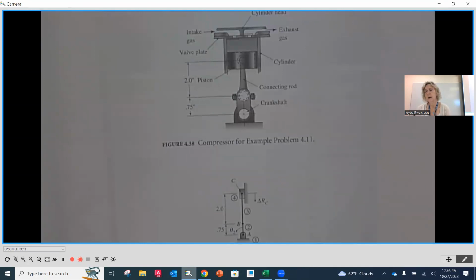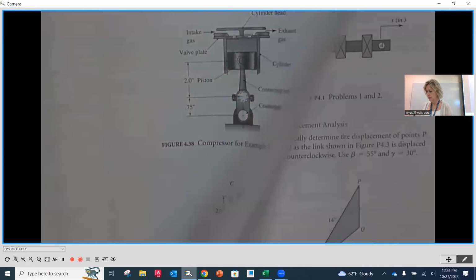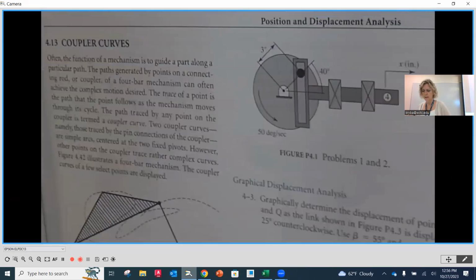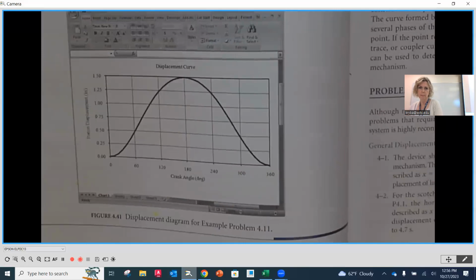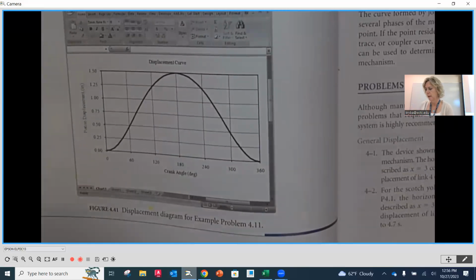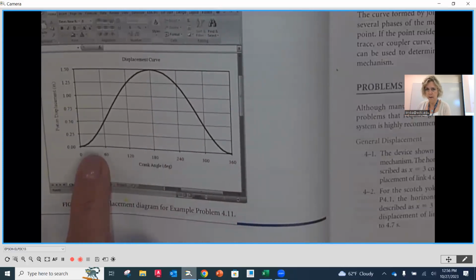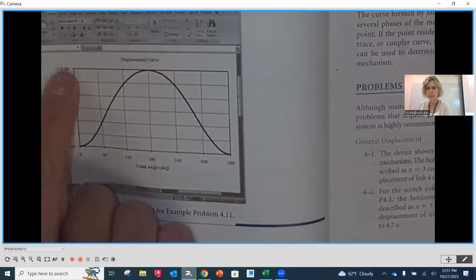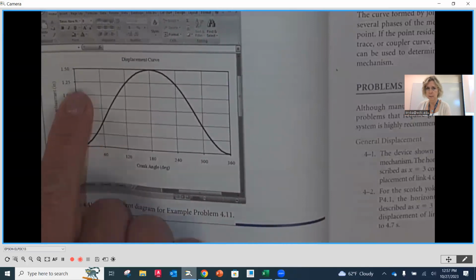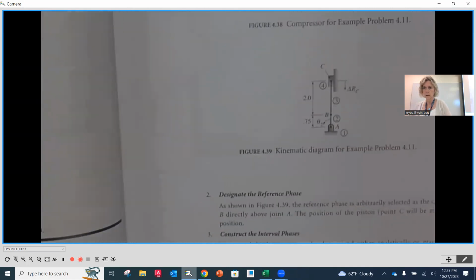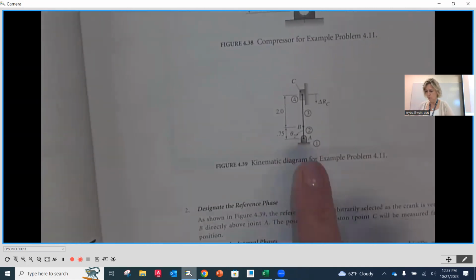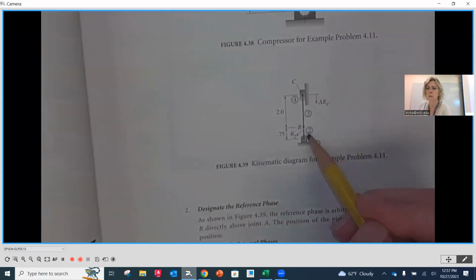Now, as we start to analyze what this motion looks like on a displacement diagram, I'm going to jump ahead to the next page, page 100 at the bottom. This displacement diagram is going to show the crank angle to piston displacement. So when we look at crank angle, we're going to go back over here. Right now in the position, crank is our link number 2.